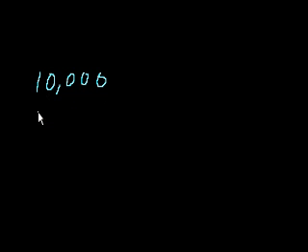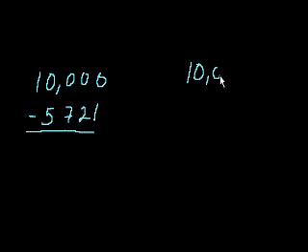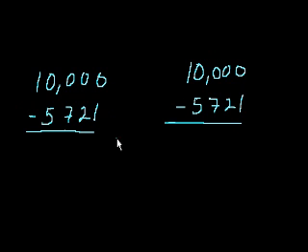Well, let's take 10,000 minus 5,721. I'll do this one both ways as well. 10,000 minus 5,721. So we have a 0 here. We need to borrow some. Well, I don't want to say borrow, because you have to take it. But you can't take from 0. You can't take from 0.